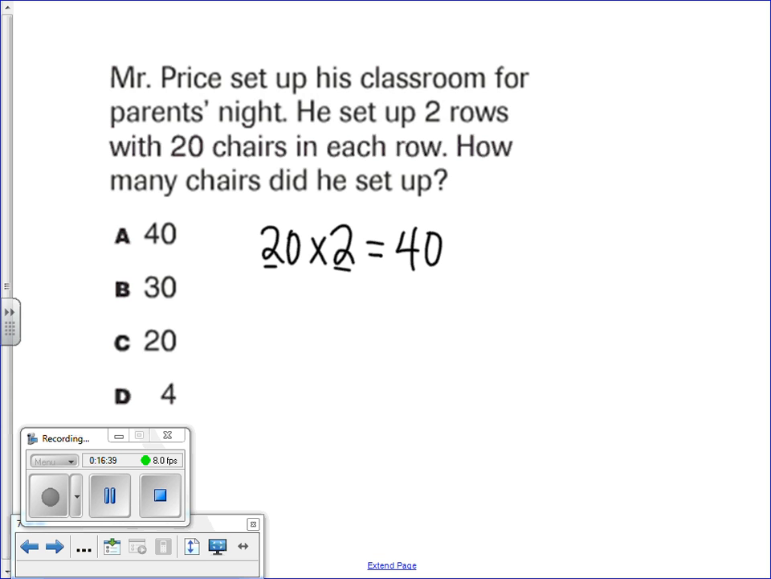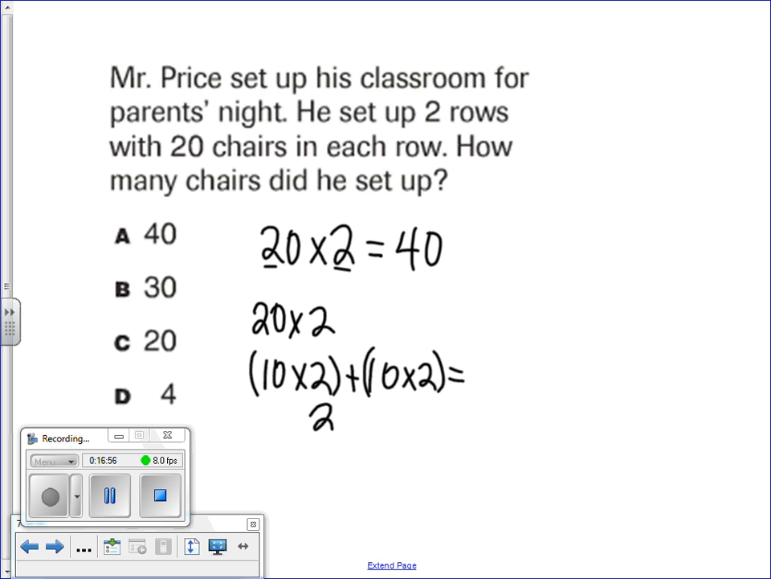Nice. Who can tell me how to do this one, 20 times 2, using the distributive property? Christian. 10 times 2 plus 10 times 2. Awesome. Nice work.